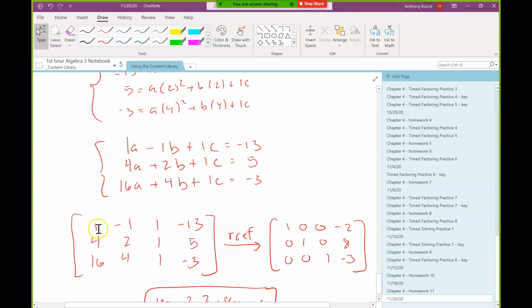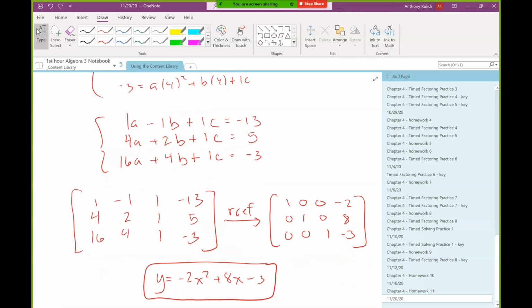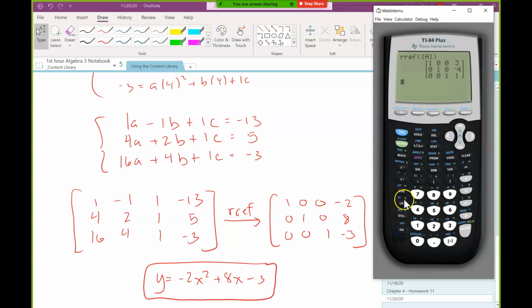So the numbers in my matrix were 1, negative 1, 1, negative 13, and 4, 2, 1, 5, 16, 4, 1, negative 3. That's how I got the numbers here. To enter these into my calculator now, I press second, and then the x and the negative 1 button to open the matrix menu. I went over to the Edit tab.